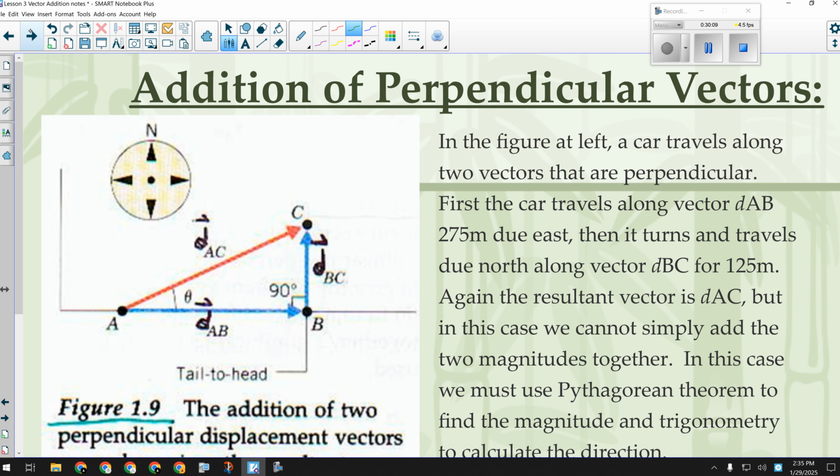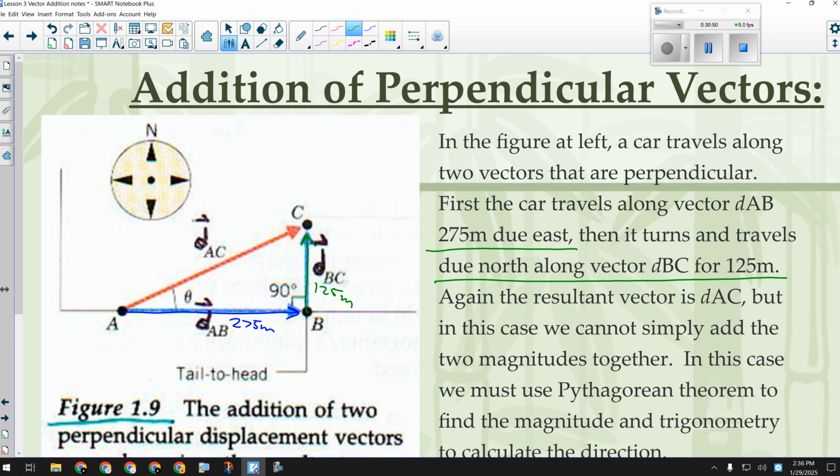All right, so let's look at that as an example here. Same car that we were dealing with before. This time it goes 275 meters due east, then turns and goes due north for 125 meters. So according to the way we draw diagrams and vectors, we would draw our 275 and write the magnitude beside it. And then we would draw the 125, and we use green just so we tell them apart here. 125, sorry, not 275.